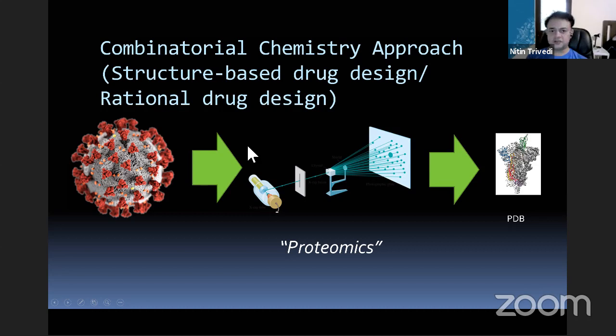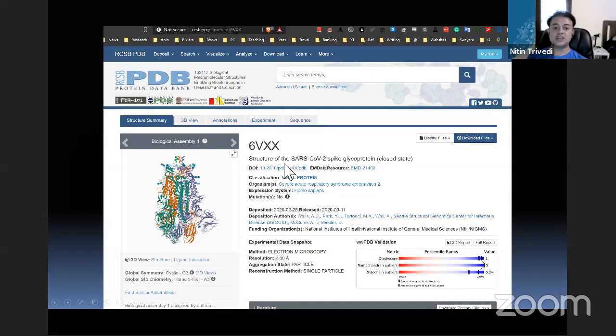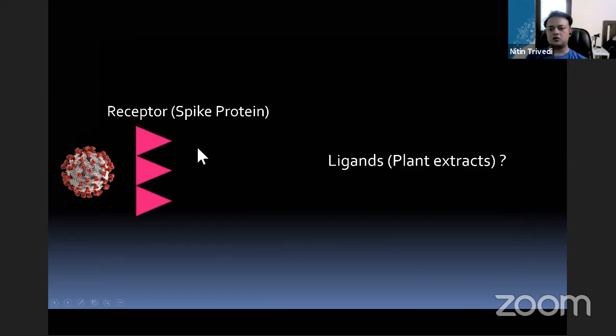Now, this is an entry. If you search in the PDB for 6VXX, this is a database identifier. This is the structure of the SARS-CoV-2 spike glycoprotein, closed state. Everything has two accessions, open state and closed state. So this is a closed state structure in the PDB. Now that we already have the structure, this is the receptor, the spike protein, in three-dimensional structure. This is just a schema to show what is really happening.